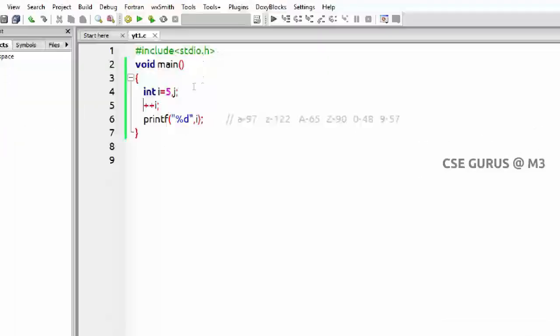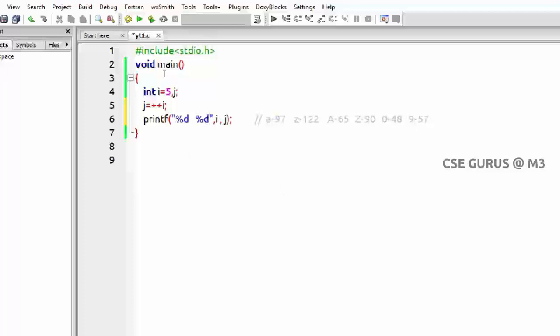Now the thing is, you feel like both are same? No, mostly not. Okay, we'll see the difference. I'll write j equals ++i. I just want to print what is i and what is j. I'll take %d one more.